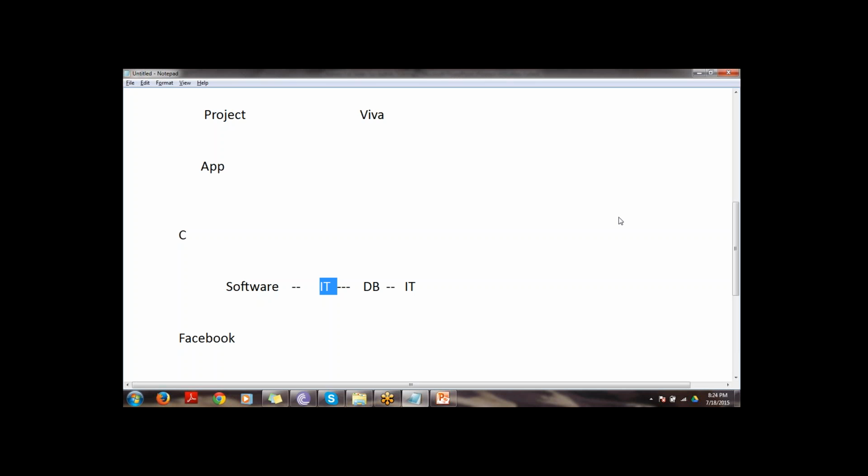Okay, guys, could you please mute yourself because I'm getting the voice back. So could you please mute yourself? And if you have any doubts, just unmute and tell me.